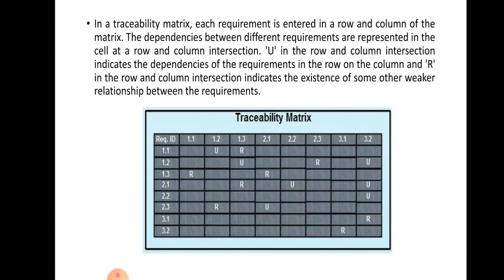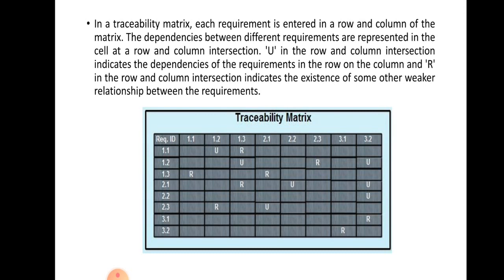So in the requirement management process, one traceability matrix is to be developed. The matrix has a row and a column for each requirement. So each requirement is entered in the rows and columns of the matrix. The dependencies between the requirements are marked in each and every cell of the traceability matrix.